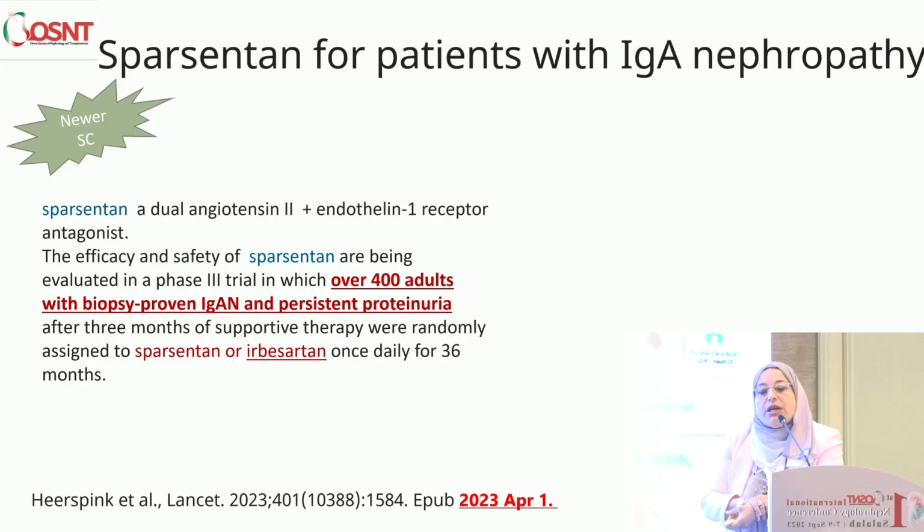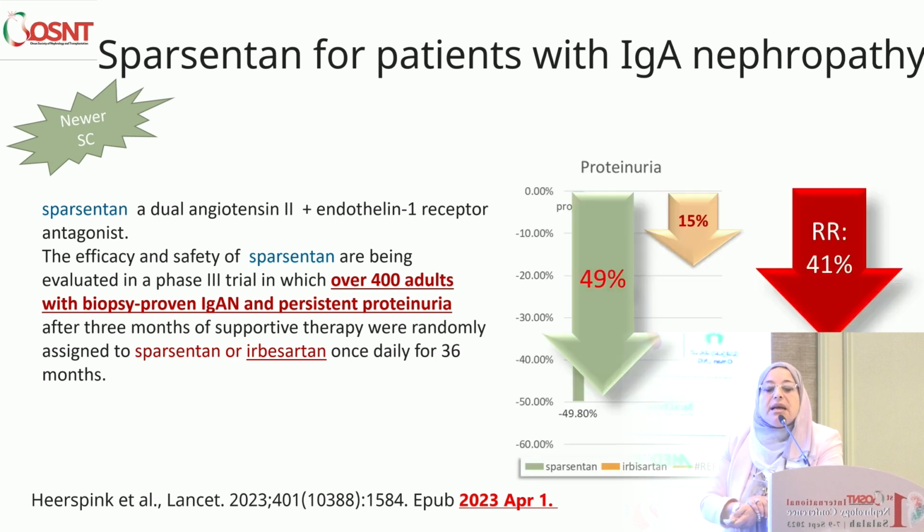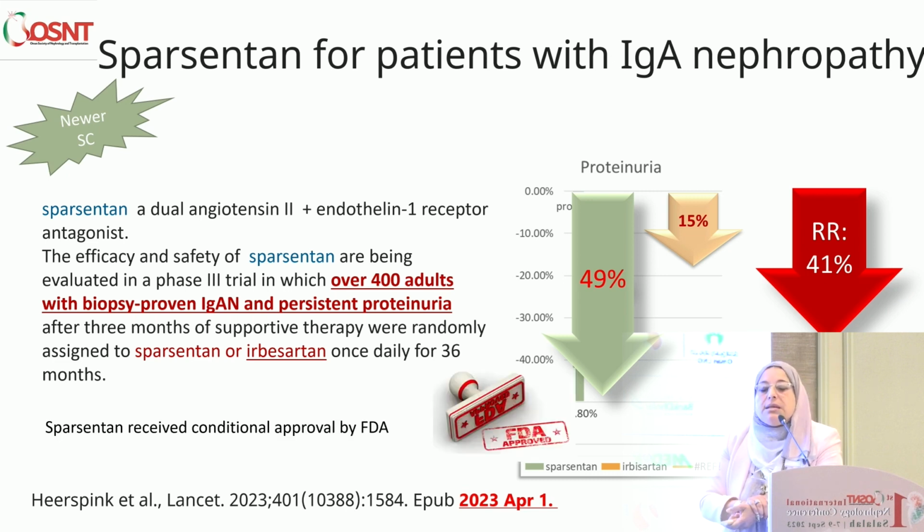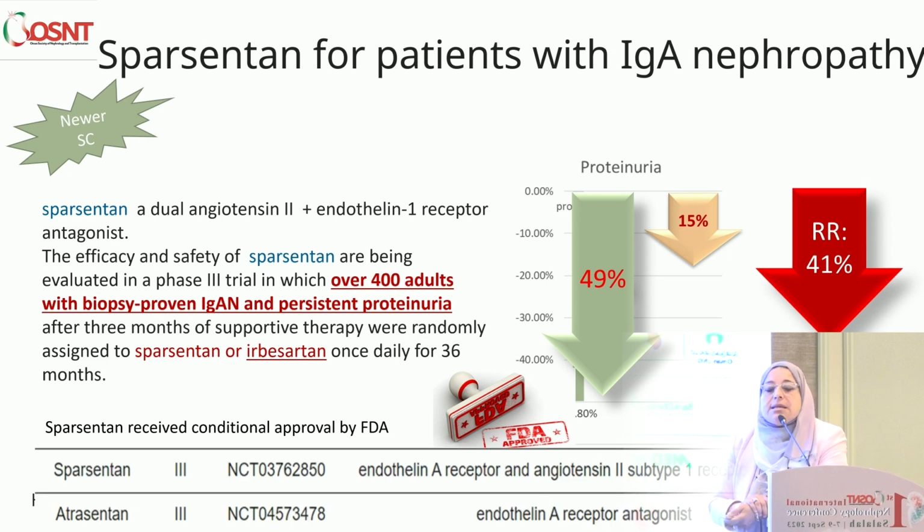This drug can be used in IgA nephropathy, and it is a dual angiotensin II inhibitor plus endothelin-1 receptor inhibitor. Efficacy and safety were tested, and over 400 adults with IgA nephropathy proven by kidney biopsy were allocated to sparsentan or irbesartan. We found that the decrease of proteinuria is more than 49% compared to 15% in irbesartan, with a relative risk reduction of 41. And this, I think, is why sparsentan has a conditional approval by the FDA, waiting for the rest of the study, and this is the next study.